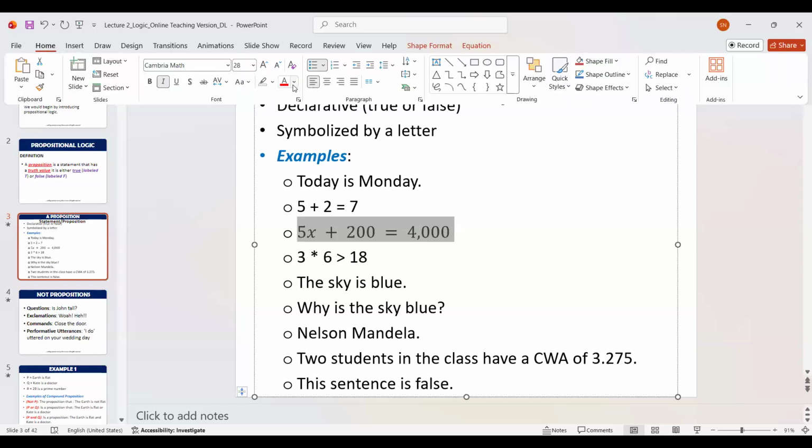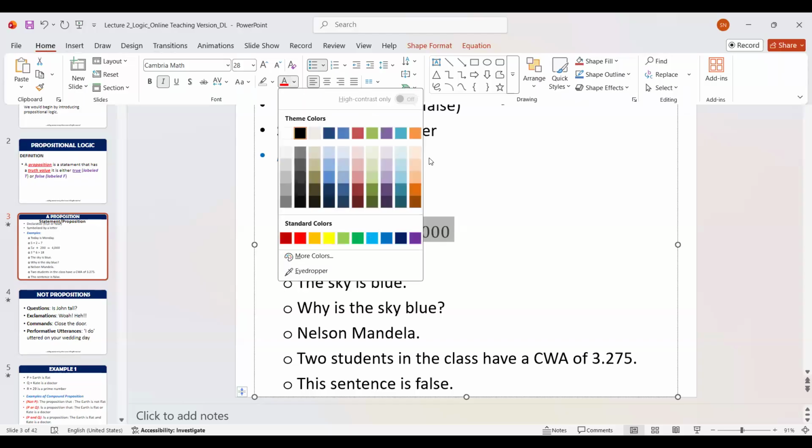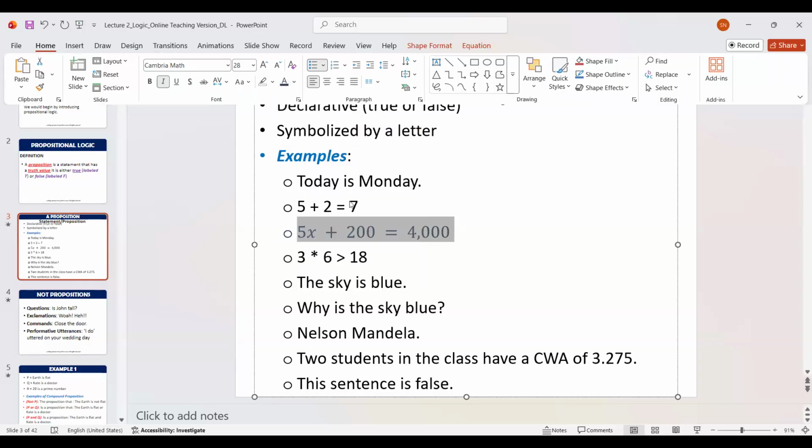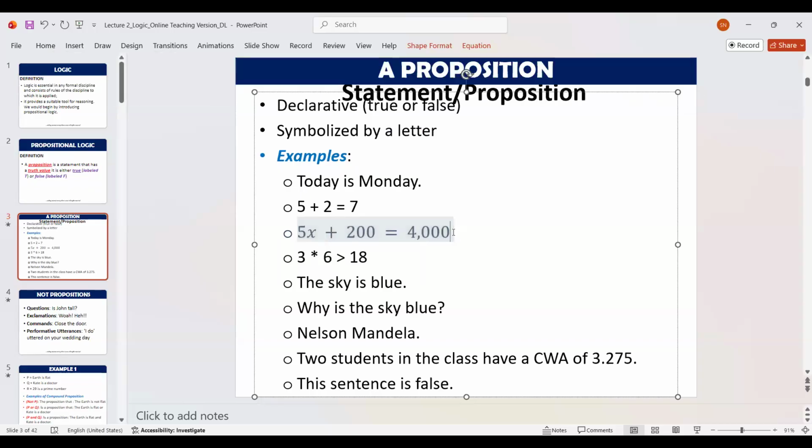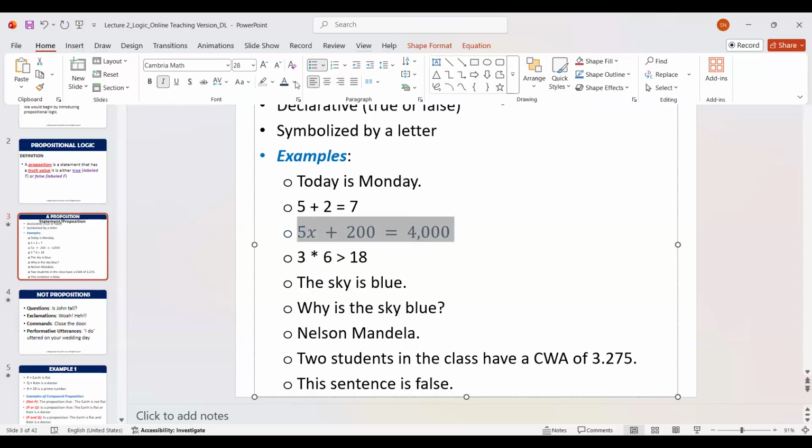Because you can work this out to find out the answer for X. You know that the only way you can work this out is when you assume that this statement X is a variable. You have to assume that this X in the first place must be a number. Yeah.